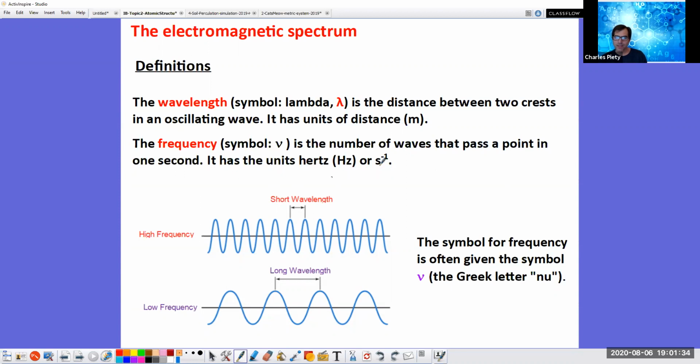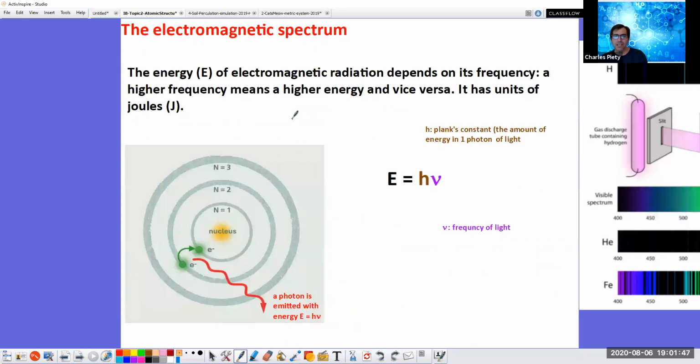So it has units of hertz or per second. Hertz was a scientist. If you're a scientist and you figure something out, you might get a unit named after you. So, okay, frequency and wavelength, they are related. The energy of the electromagnetic spectrum depends on its frequency. A higher frequency means a higher energy and vice versa. And it has units of joules, right? So we're going to introduce an equation here which says energy is equal to h nu.